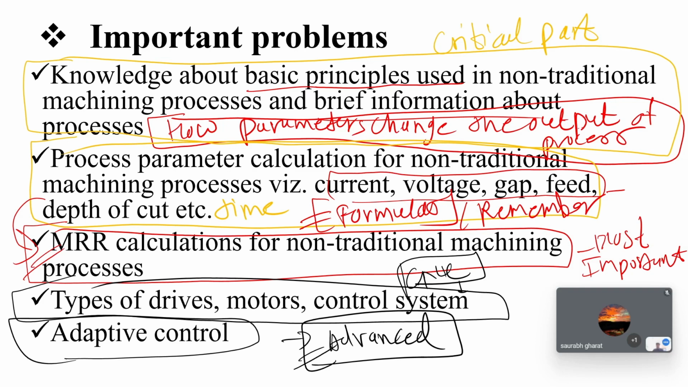So motors, that part. Hydraulic, pneumatic, and electrical, I think. Those parts may or may not be used. Those parts, motors, and control systems like open loop, closed loop, and adaptive control and their functions. This part you must consider.